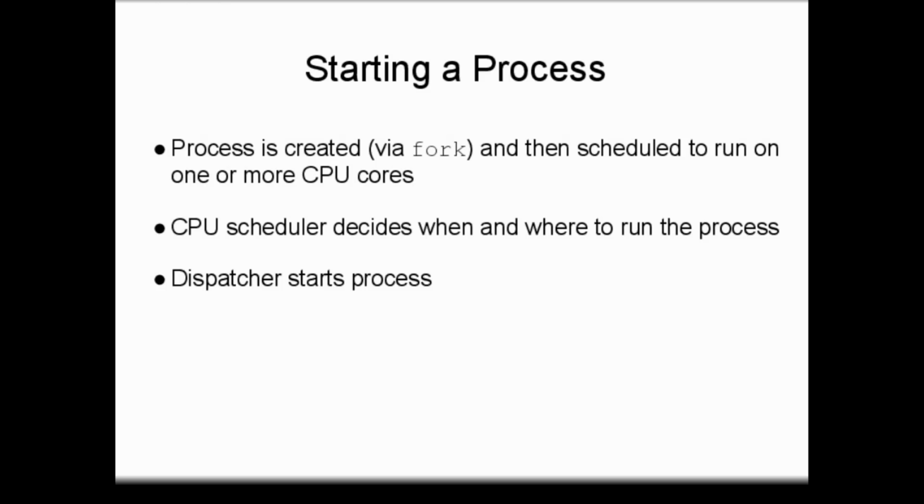On Unix systems, processes are created via the fork system call. Following creation, the CPU scheduler determines when and where the process will be run. Once a CPU core is selected, the dispatcher starts the process.